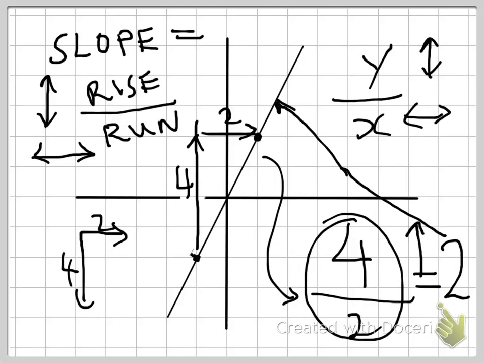Previous slide, might be a mess, okay? I went up 4 and on 2 between these 2 points, okay? So that will give me 4 over 2, which I can reduce to 2.